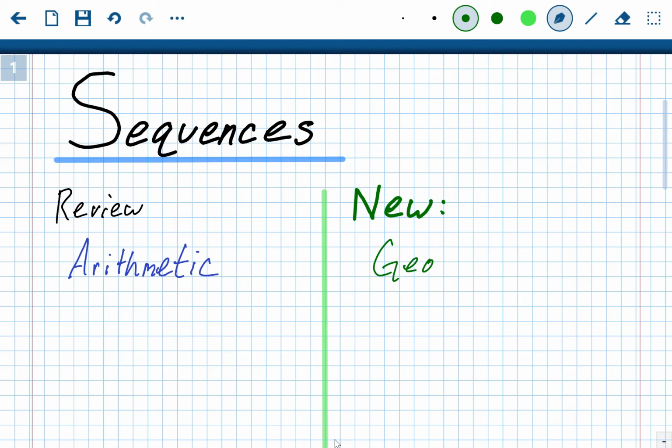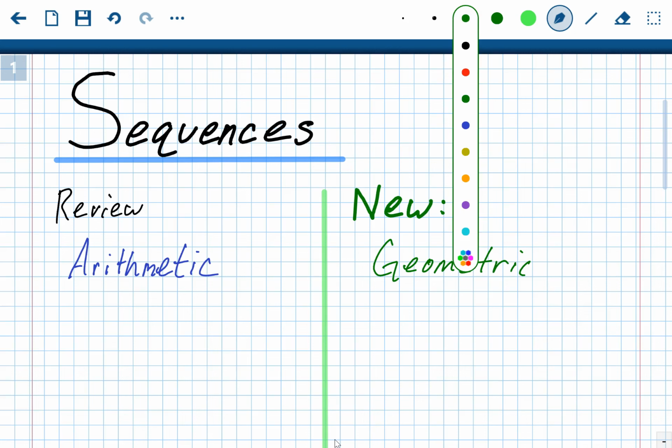So remember that a sequence is just a series of numbers that have a pattern, or it could just be a list of numbers. Usually there's a pattern involved. These are two specific types of patterns. Arithmetic is a linear pattern, and then geometric is an exponential pattern. There's tons of different types of sequences, but in Algebra 1 we just stick to these two, arithmetic and geometric. So real quick review of what arithmetic sequences were.